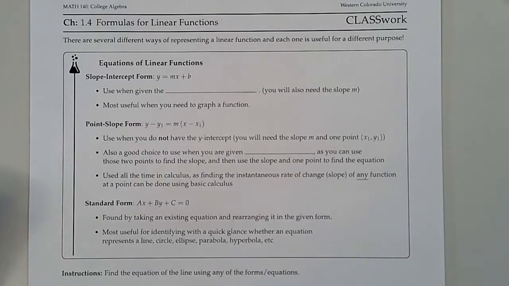In section 1.3, we looked at the slope-intercept form of a line. In section 1.4, we're going to look at a couple other ways of representing a line with an equation. Each one of these is useful in a different situation and useful for a different purpose. So let's start with the one we already know, the slope-intercept form.